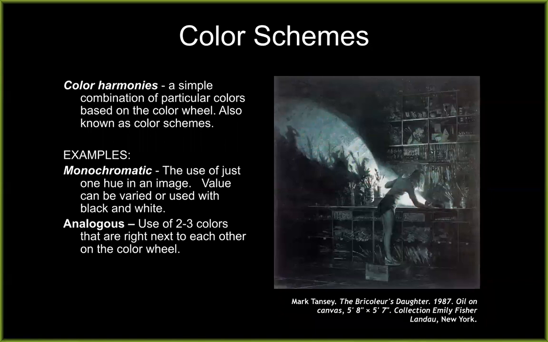Color schemes are just combinations of particular colors. There's an example here of monochromatic. So this is just using one hue in an image, and you can change the value a lot, and you can use it usually with black and white. So we see some almost pure white here, some very, very dark blues that almost look black, and create a kind of dramatic effect.